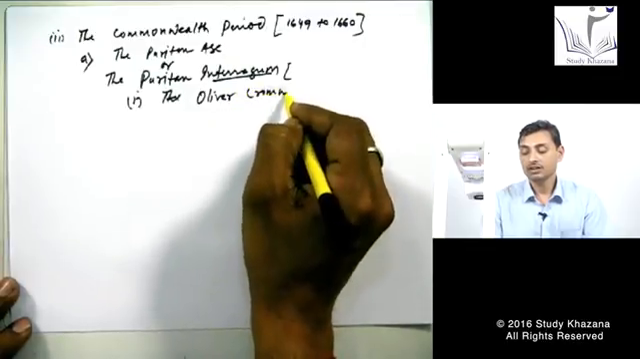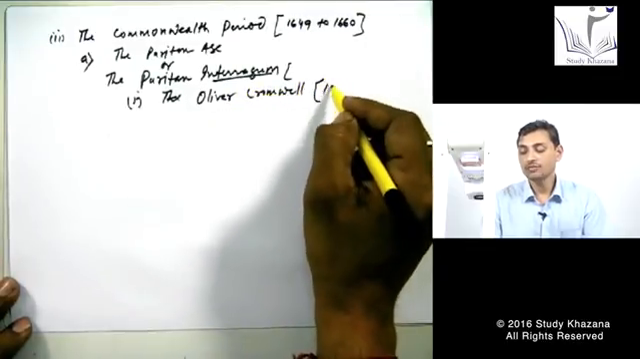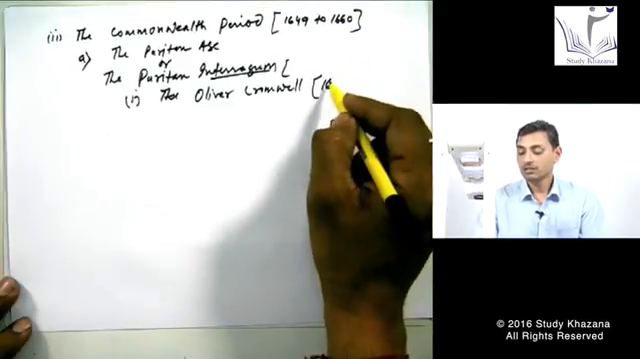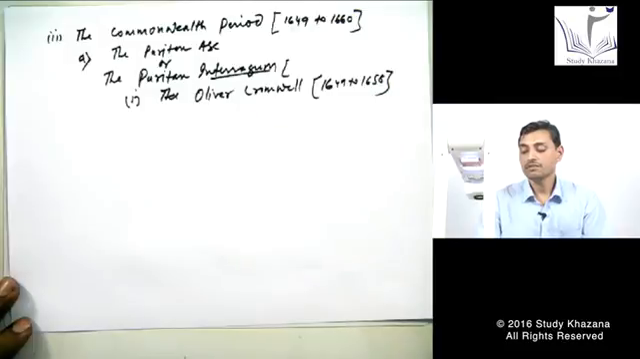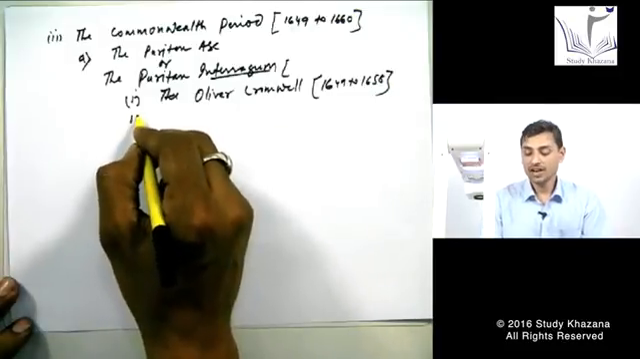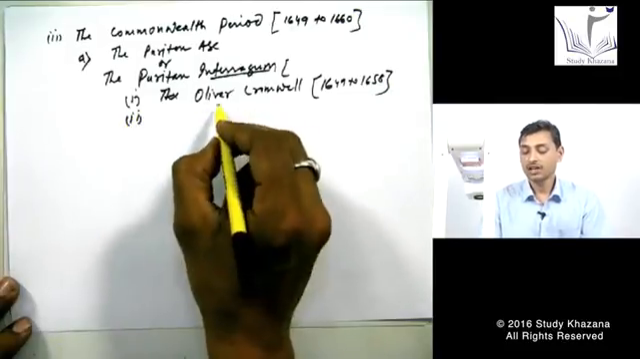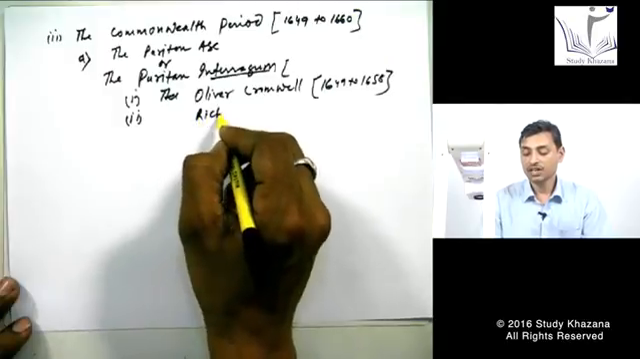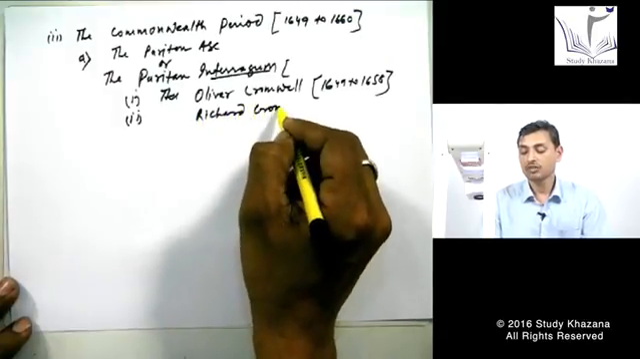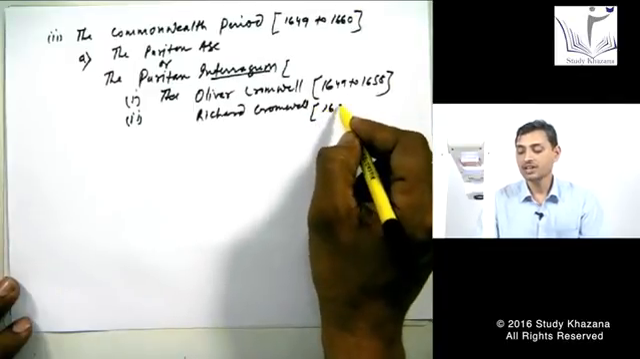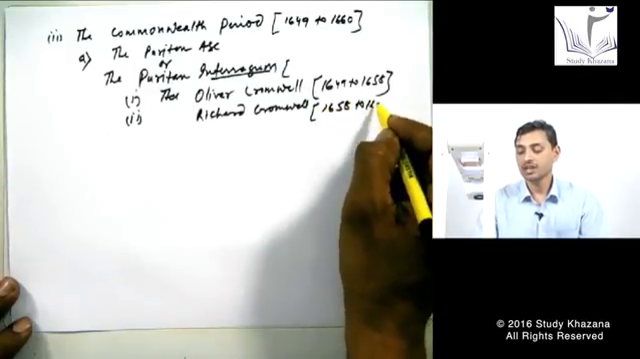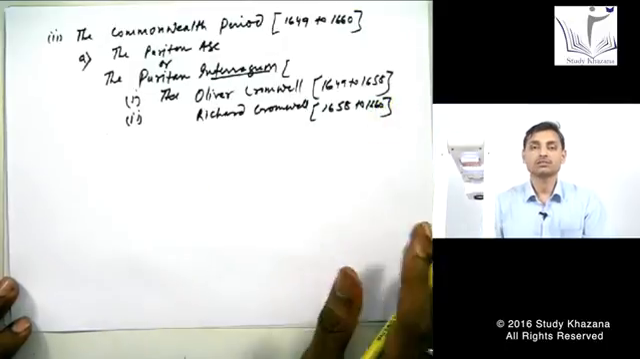Oliver Cromwell. And he ruled from 1649 to 1658. And right after him, there came another ruler whose name was Richard Cromwell. He reigned only a couple of years, that is from 1658 to 1660.